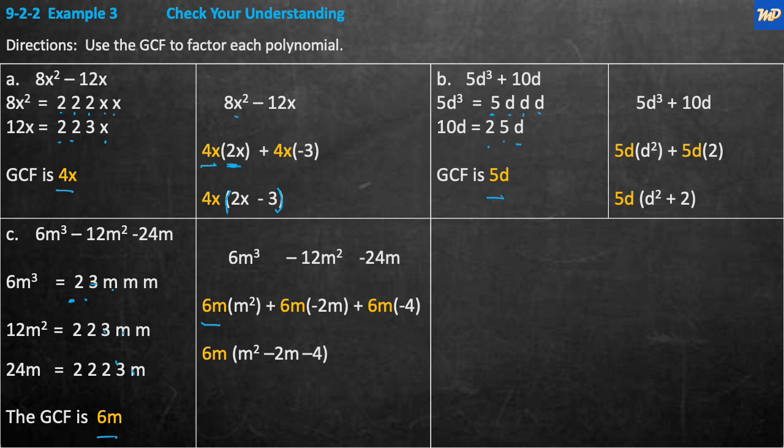And then finally, what do we multiply 6m by to get negative 24m? Well, we multiply 6 times negative 4 to get negative 24, and m times 1, if you will, is m. So now we can factor this out using the distributive property. We can take out the 6m out of each term, and then we get 6m times the quantity m squared minus 2m minus 4. There it is.